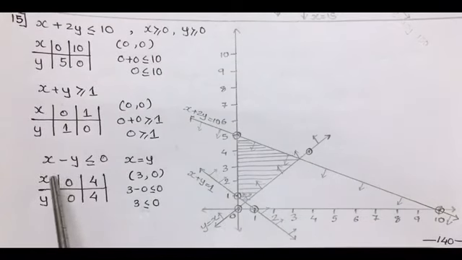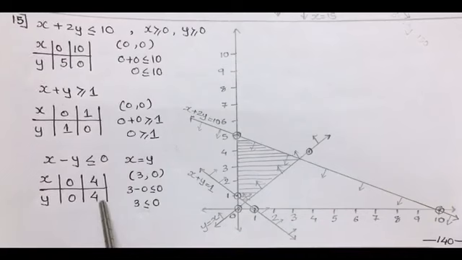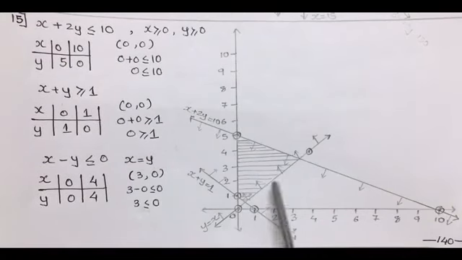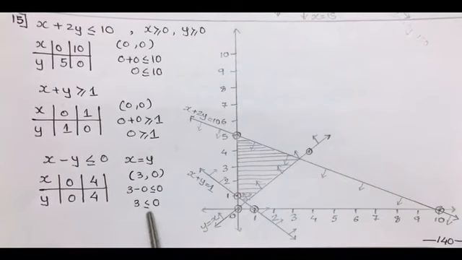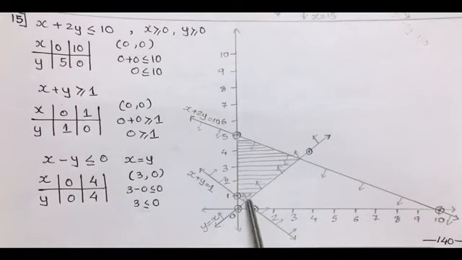Taking up the third inequality, x minus y less than or equal to 0. Taking up the points, if x is 0, y will be 0. If x is 4, y is going to be 4. So the line passes through the origin. Now to check which side is to be shaded, we cannot take 0, 0 here. So the point taken is 3, 0 from the x-axis. Keeping it in the inequality, we get 3 minus 0 less than or equal to 0. 3 less than or equal to 0 is not correct. Hence, the opposite side is being shaded for this line.